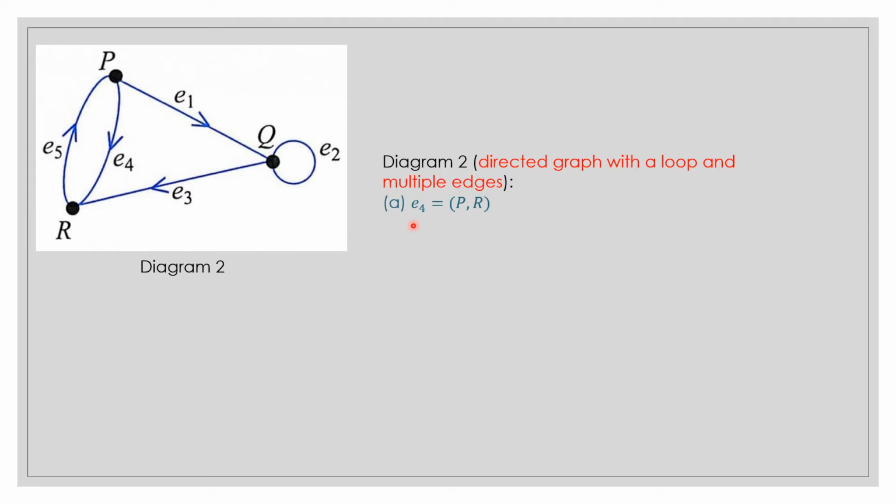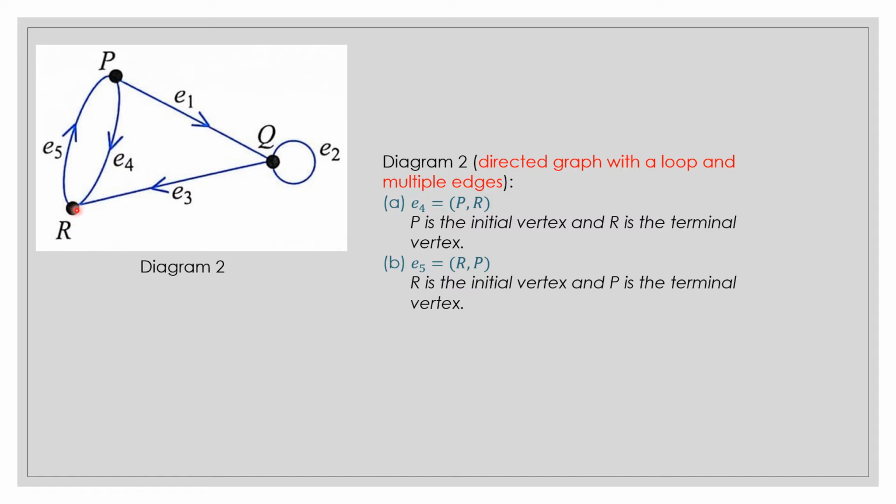We look at E4. E4 links vertex P to R. So P will be the initial vertex and R will be the terminal vertex. So it's from P to R. We look at E5. E5 is the pair of vertices RP, not PR. It's RP because R is the initial vertex and P is the terminal vertex.